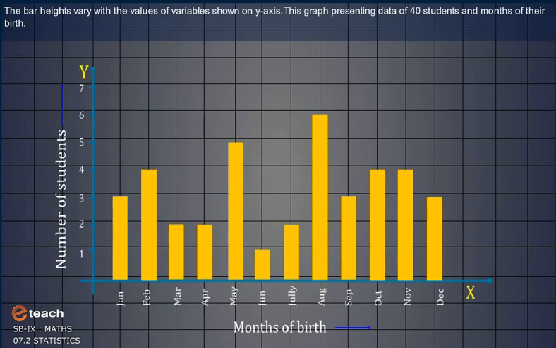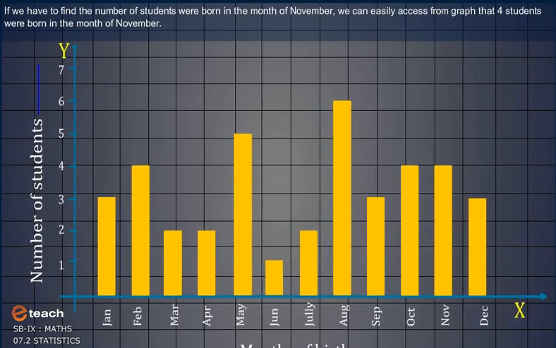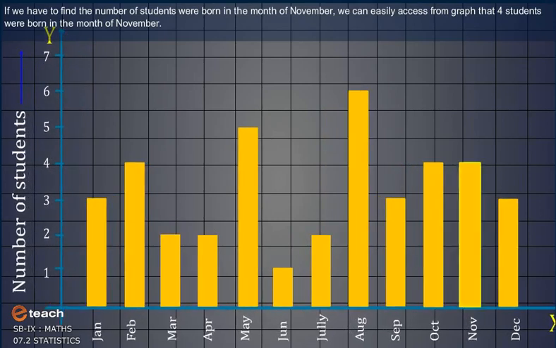This graph presents data of 40 students and the months of their birth. If we have to find the number of students born in the month of November, we can easily see from the graph that 4 students were born in the month of November.